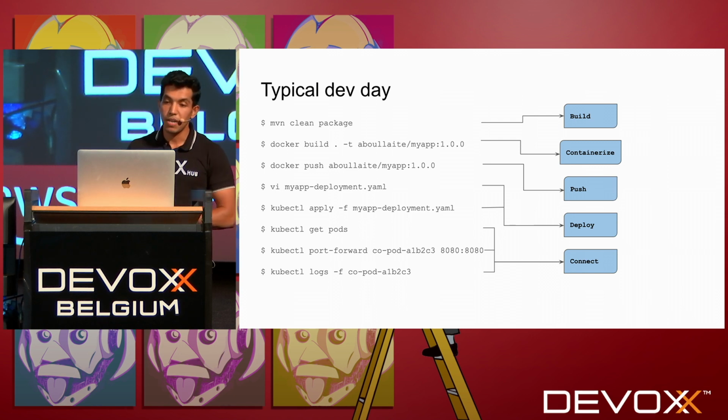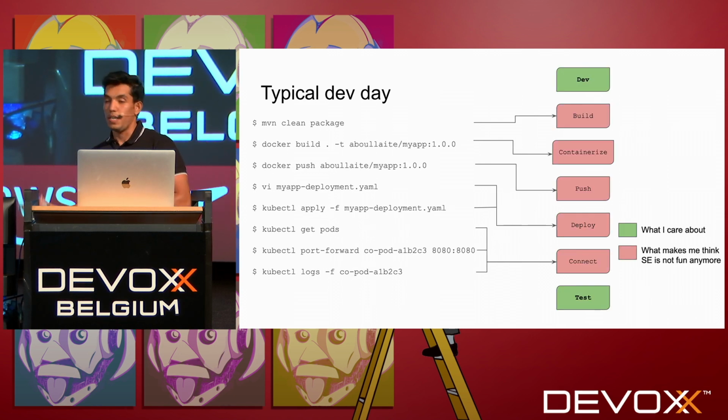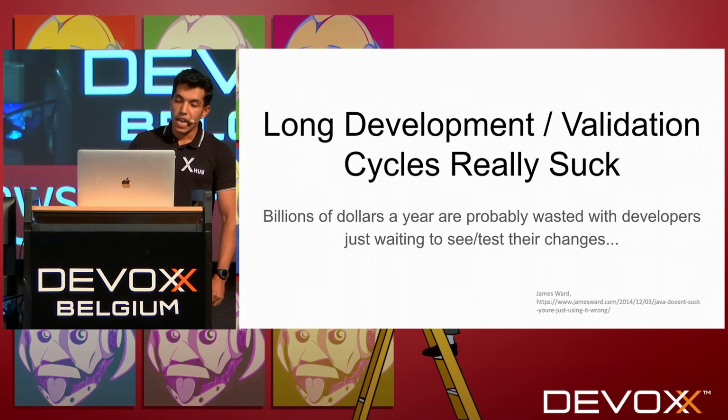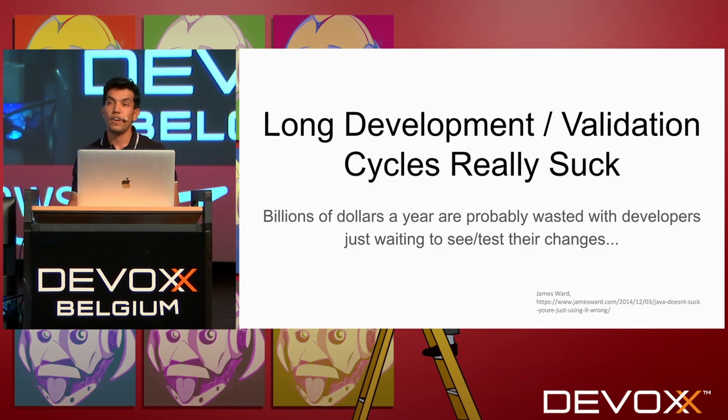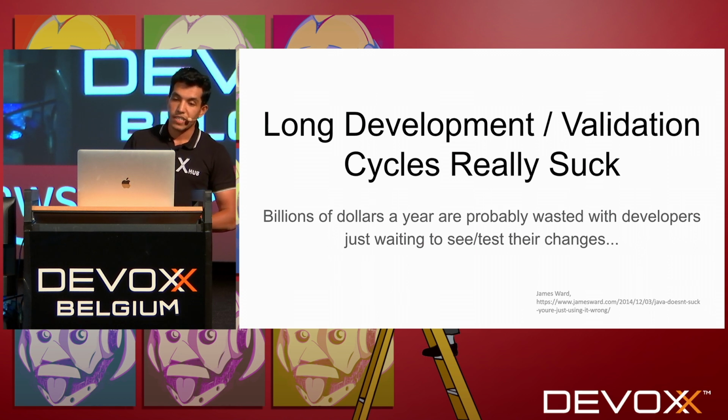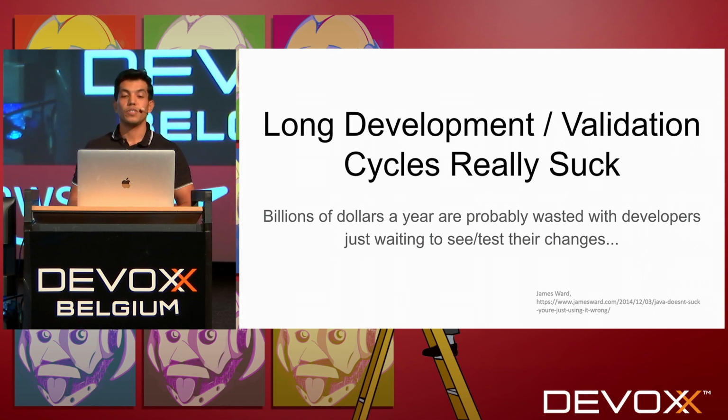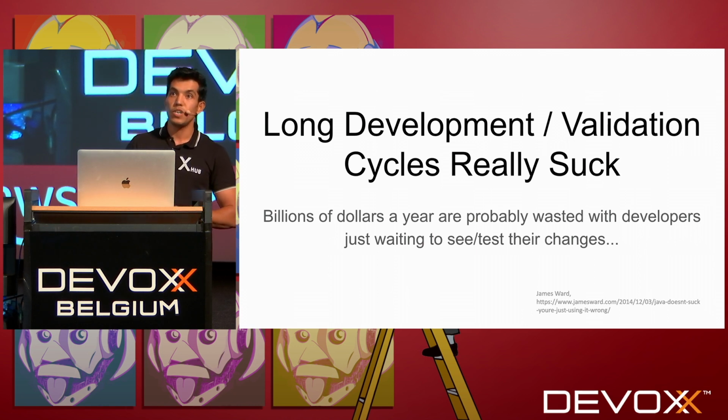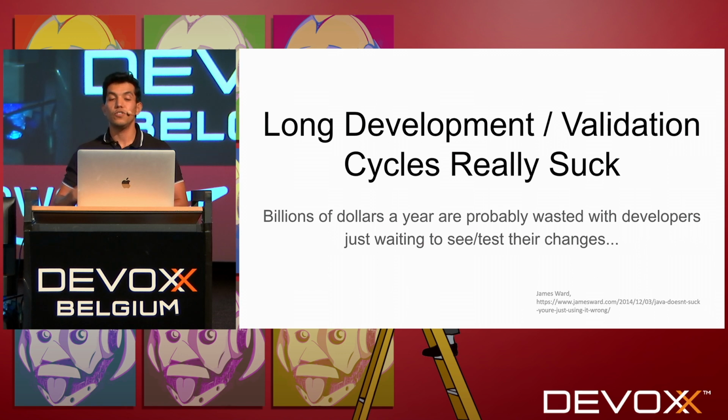But the thing is, all those 5 steps, all those 5 phases, are not the things that interest the developers. What really excites us is simply introducing new changes, modifying our code, and verifying the results. And there is a nice post from James Ward, 5 years back in 2014, who says that Java developers need to reduce the validation cycles. And the more time you spend waiting to verify your changes, the more productivity you waste, and the more money you waste.